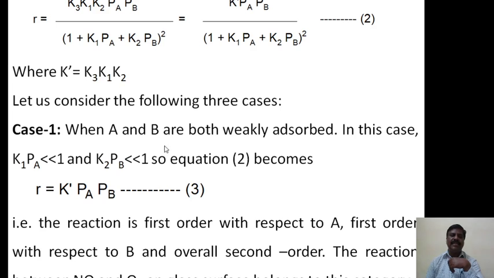Let us consider the following three cases. First case, when A and B are both weakly adsorbed. In this case, K1 PA is very much less than 1 and K2 PB is very much less than 1, so that this equation becomes R is equal to K prime PA PB. That is, the reaction is first order with respect to A and first order with respect to B, and the overall order of the reaction is second order. The reaction between nitric oxide and oxygen on the glass surface belongs to this category.